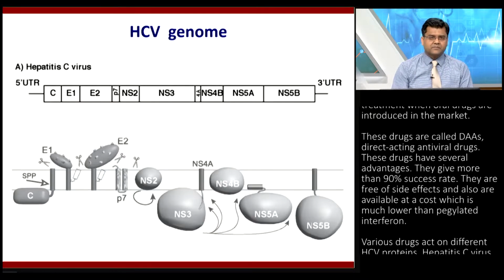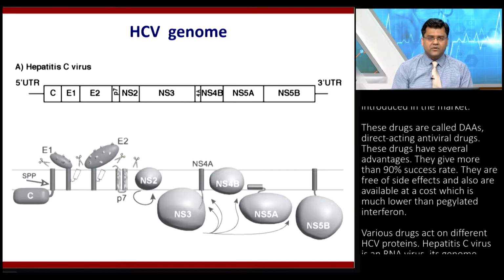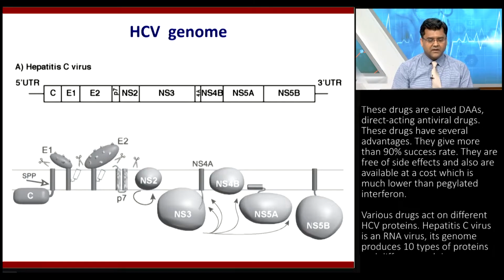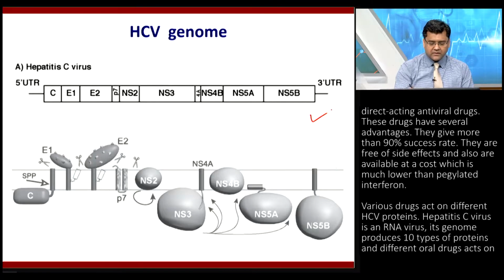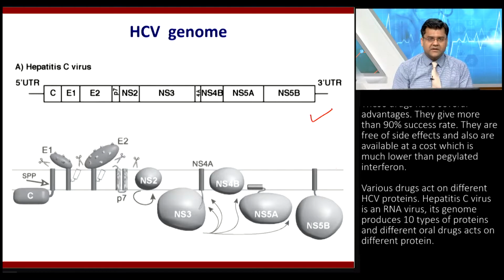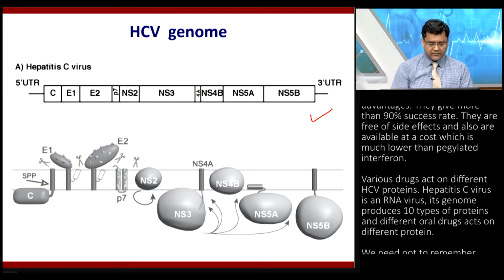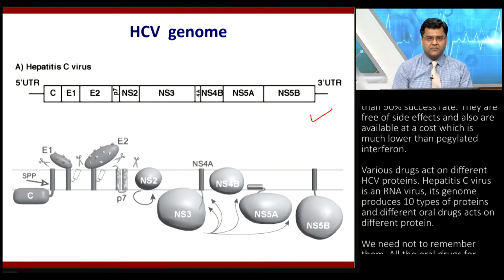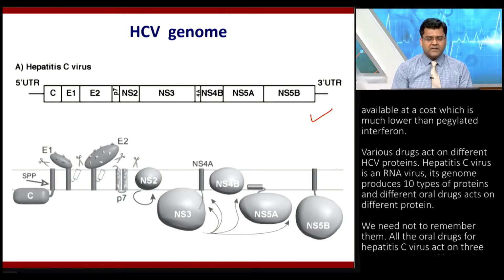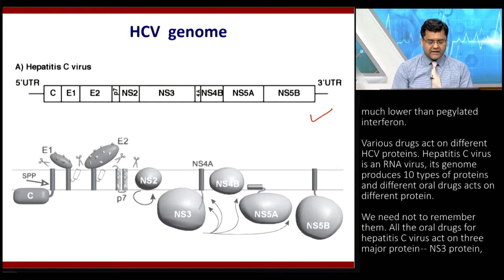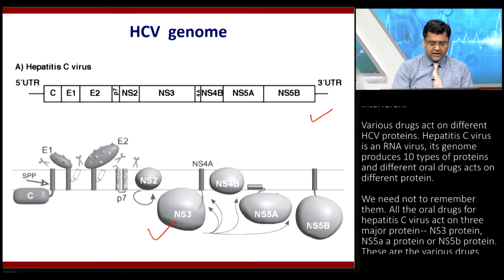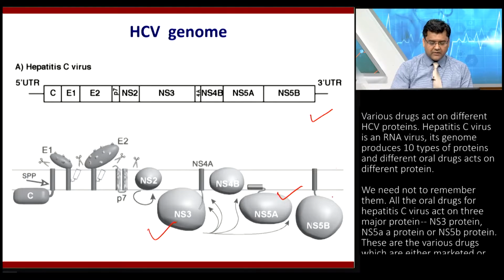Various drugs act on different proteins. Hepatitis C virus is an RNA virus. Its genome produces 10 types of proteins, and different oral drugs act on different proteins. We need not remember them. All the oral drugs for hepatitis C virus are acting on the major proteins: NS3 protein, NS5A protein or NS5B protein.